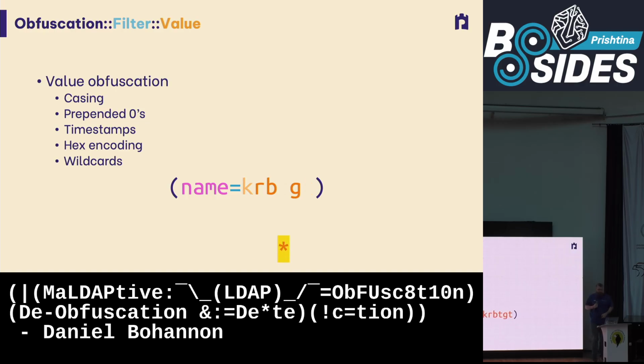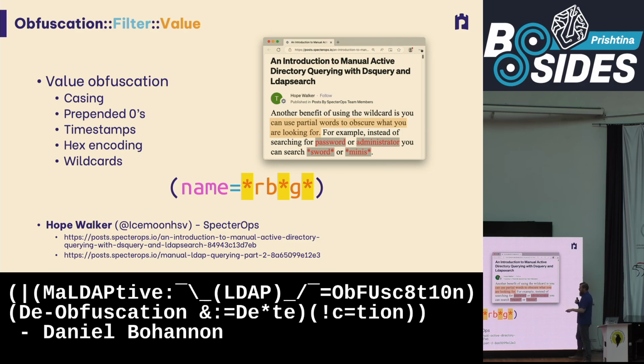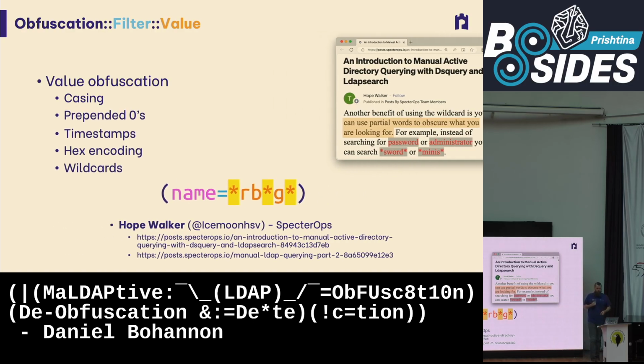All right, wildcards. You can substitute wildcards in strings, again, for most attribute types, and it will match accordingly. This is not new. This is usually one of the first things that we look for in obfuscation research. Hope Walker, a researcher at SpecterOps, wrote 2 really good blog posts about getting started with Active Directory queries using manual tools. And she even mentions this as a technique for looking for sensitive terms like password or administrator, using substrings of those words with well-placed wildcard characters.